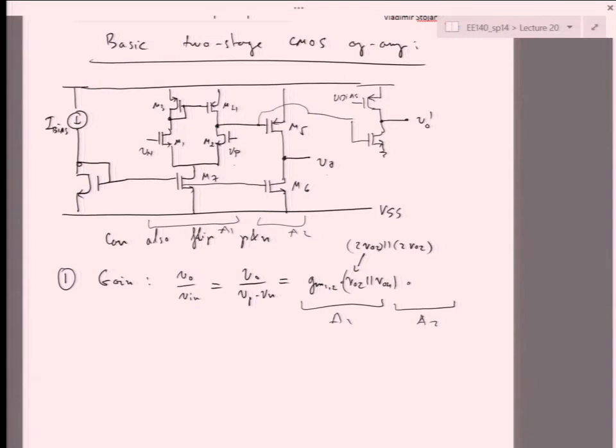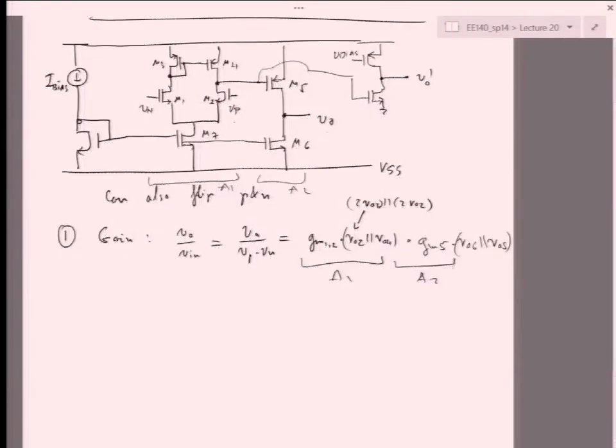We have to have a transconductance and an output impedance, right? That's how we calculate the gain of the amplifier. So what's the transconductor? GM5. And what's the output resistance? RO6 in parallel with RO5. Okay. So yeah, that's our gain.